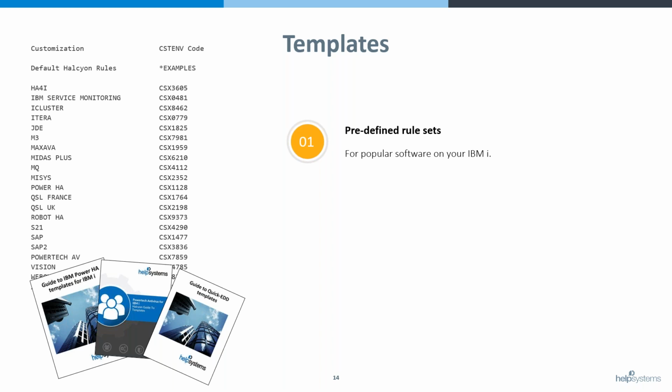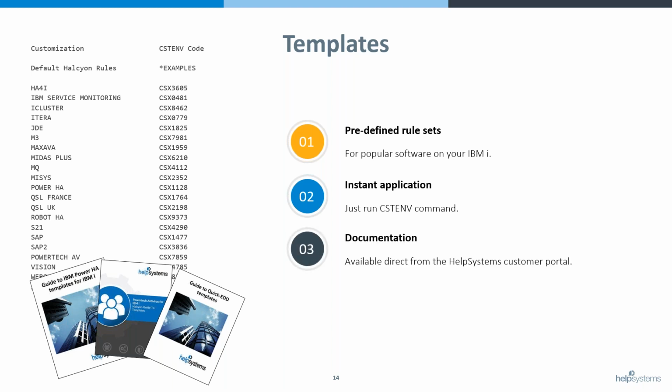The popular software for the IBM i, we've got WebSphere MQ, PowerHA, Robot HA, PowerTech Antivirus, Vision Solutions, Itera, iCluster. And we've looked at these popular software sets and decided that this is the stuff that we need to monitor if you're running this particular piece of software on your system. So you just run the CUSTENV command with the code, and it adds all this monitoring in that enables you to get up and running within minutes, as opposed to spending hours or days creating rules for your systems.